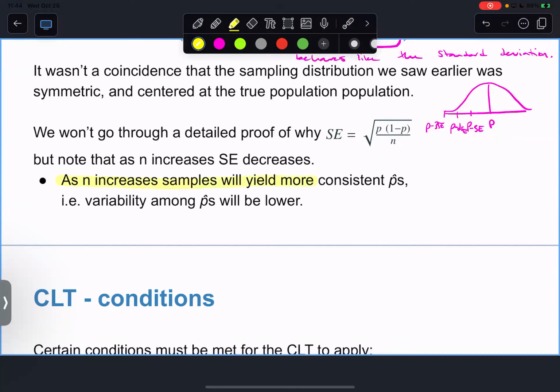So as n increases, samples will yield more consistent p-hats, which means that the variability or the spread or the standard error among the p-hats will be lower.